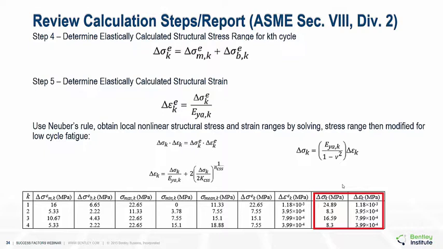In step 5, the elastically calculated structural strain is determined from the elastically calculated structural stress obtained above, where E_Y,k is the elastic modulus at the mean temperature at the kth cycle. Subsequently, Neuber's rule is applied to solve the equations above to obtain the local nonlinear structural stress and strain ranges, delta sigma k and delta epsilon k. Further, the stress range is modified for low cycle fatigue. The values of the local nonlinear structural stress and strain ranges are highlighted in the report.